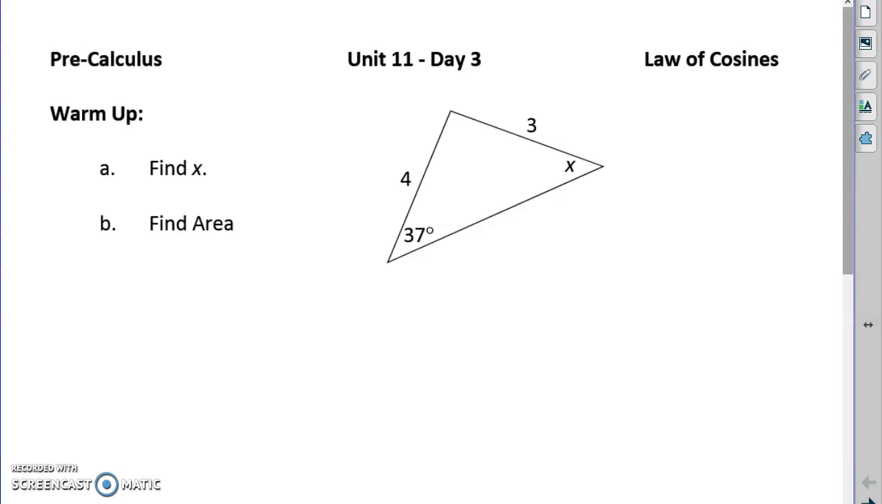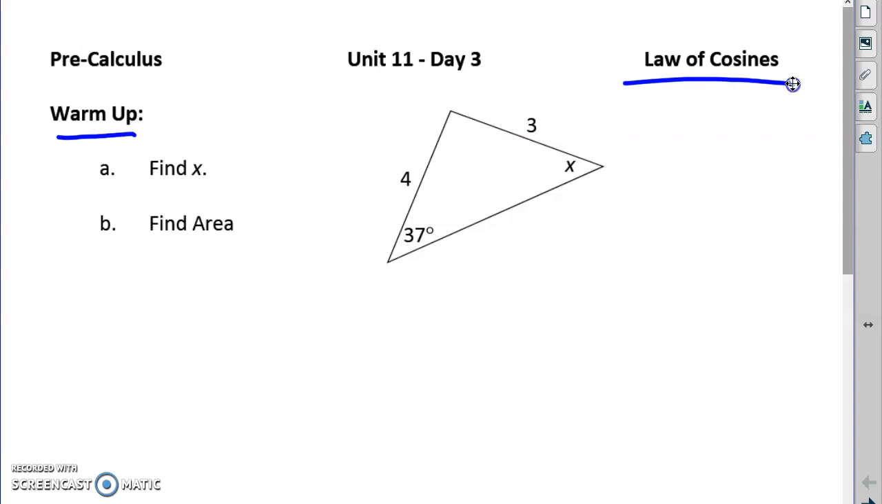Welcome back to Unit 11 on vectors. Today's lesson, day 3. We're going to derive and use a new tool called the Law of Cosines, used for finding missing pieces of triangles, both sides and angles, when the law of sines can't get the job done. As a warm-up, let's use this triangle here, angle 37, sides 4 and 3. We'll find x to begin with, then we'll find the remaining sides and angles, then we'll find the area.